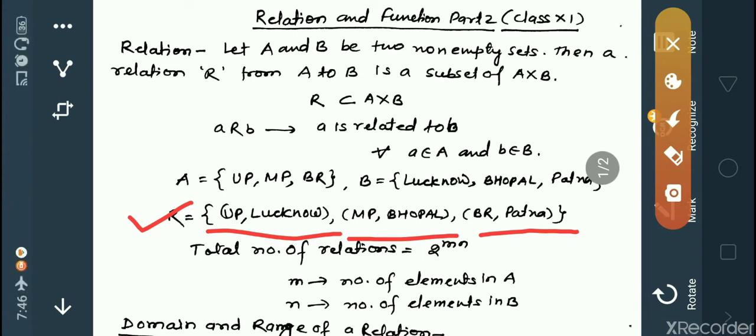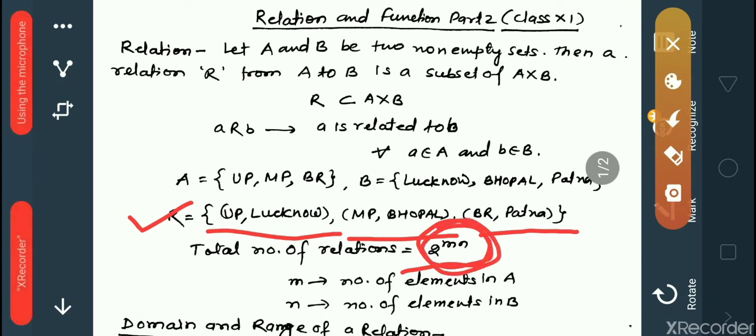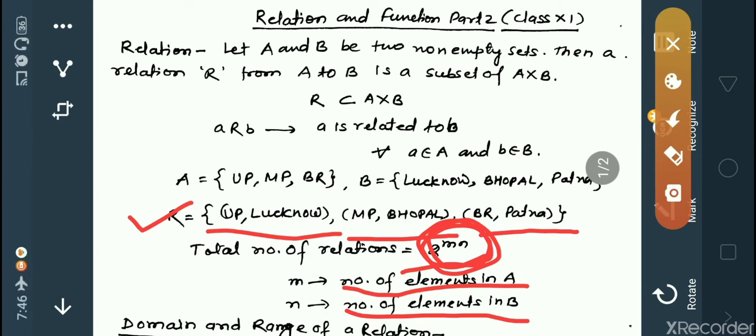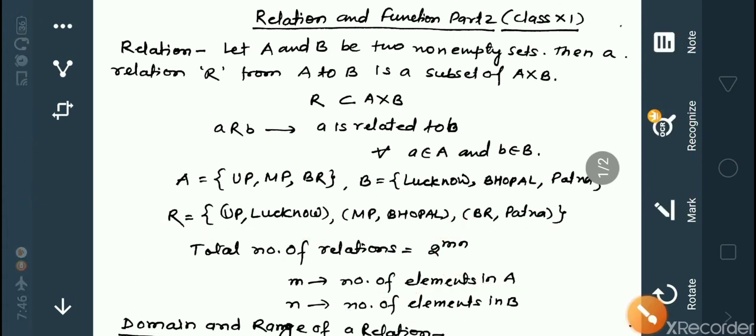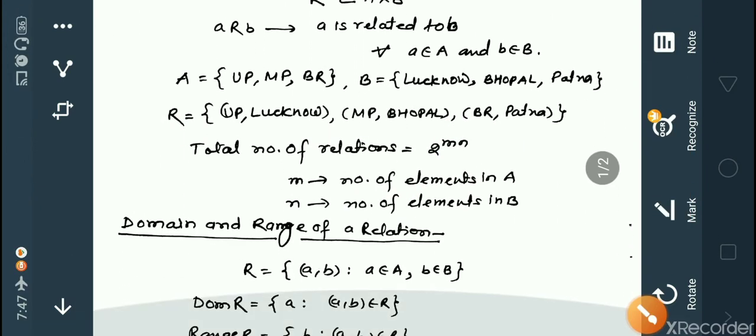Now the total number of possible relations in a Cartesian product will be 2 raised to the power mn. This is the total number of relations that can be formed by using all the elements, where m denotes the number of elements in set A and n denotes the number of elements in set B. So I think it is clear now how to find the total number of relations.